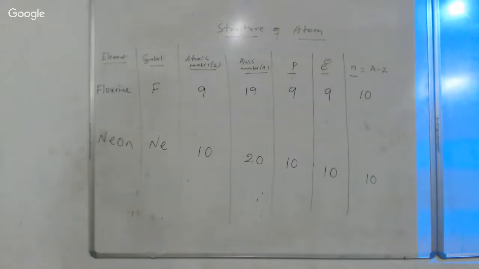This copy is fluorine, neon. Fluorine atomic number 9, mass number 19. So atomic number 9, so number of protons 9, electrons 9. Neutron number, mass number minus atomic number, 19 minus 9, 10. Neon: atomic number 10, mass number 20. So atomic number 10, so proton number is 10, electrons are 10. Neutrons: 20 minus 10, 10.